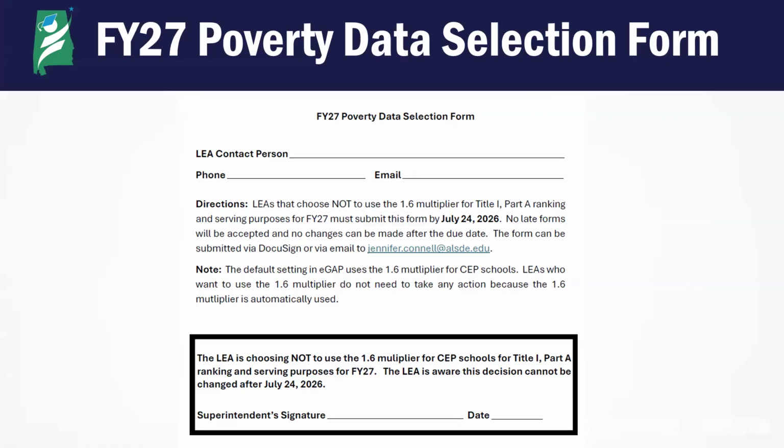Or if you have some technical issues with DocuSign, you can print off a physical copy of the form that was attached in the email, complete that form by hand, have your superintendent sign and date, and then scan it in and email that form back to me at jennifer.cannell@alsde.edu.